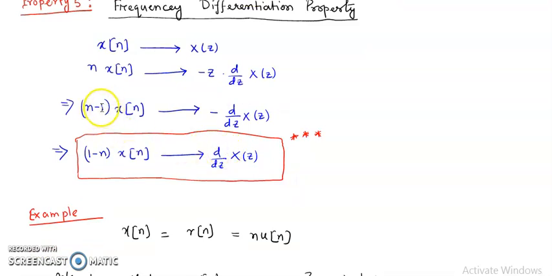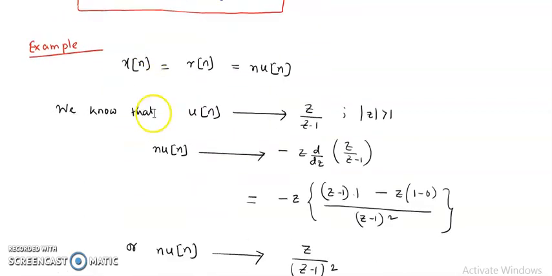Next, if we alter this symbol n minus 1 and write 1 minus n, then the minus sign becomes plus. So we come to this expression: the derivative of X(z), which indicates the differentiation of the frequency domain transform, where X(z) is the frequency domain representation and its derivative is d/dz of X(z). This is equal to the time domain version given by x[n] multiplied with 1 minus n. So using this property also you can do the transform for different signals.